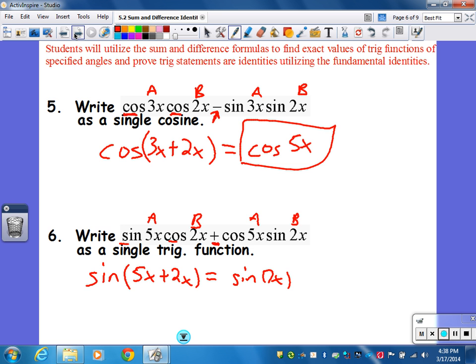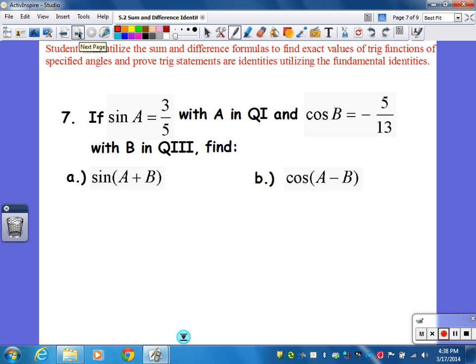Okay. Now we've got to make things a little bit more difficult. This stuff's getting a little bit too easy here. So let's turn the page. We have sine A equal to 3/5 in quadrant 1, and cosine B equal to negative 5/13 in quadrant 2. Right away, I'm given ratios and quadrants, so I'm going to graph this right away. I'm going to have 2 different graphs.